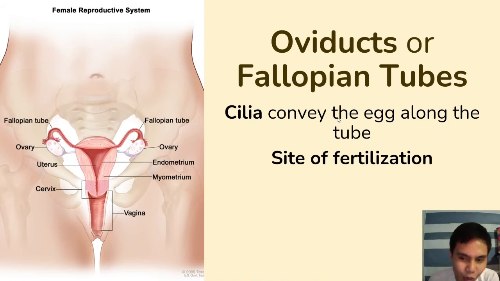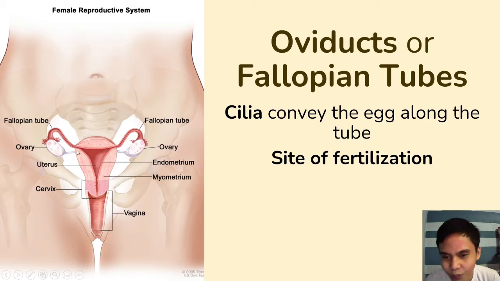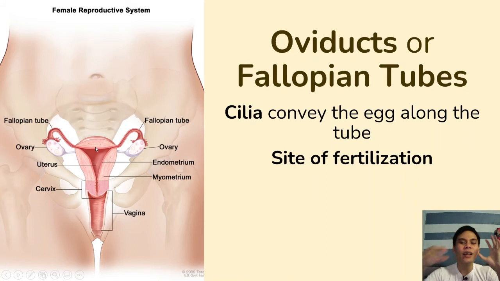Oviducts or fallopian tubes are the tubes leading out from the ovary. So you can see that here. That's the fallopian tube. And there are cilia, little tiny hair-like things along these tubes that convey the egg along the tube. Now, this is also called the site of fertilization because your egg cell, your unfertilized ovum, will wait in the fallopian tube for the sperm. That's right, the sperm needs to reach from out here, going all the way there, and then going into the correct fallopian tube. There's two options, a 50-50 chance of actually encountering the ovum there.